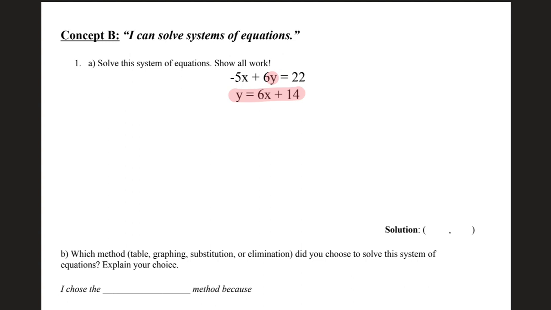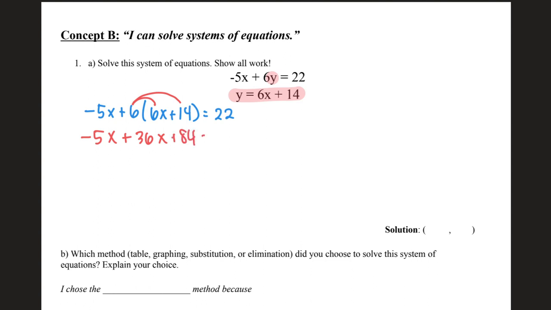When I plug it in, the first equation is negative 5x plus 6, but now I'm going to plug in the 6x plus 14 is equal to 22. So from here, we're going to go ahead and distribute. So it's going to be negative 5x plus 36x, because 6 times 6x is 36x, and then 6 times 14 is 84, is equal to 22. Now we're going to combine like terms, so I can combine my x terms. So that's 31x plus 84 is equal to 22.